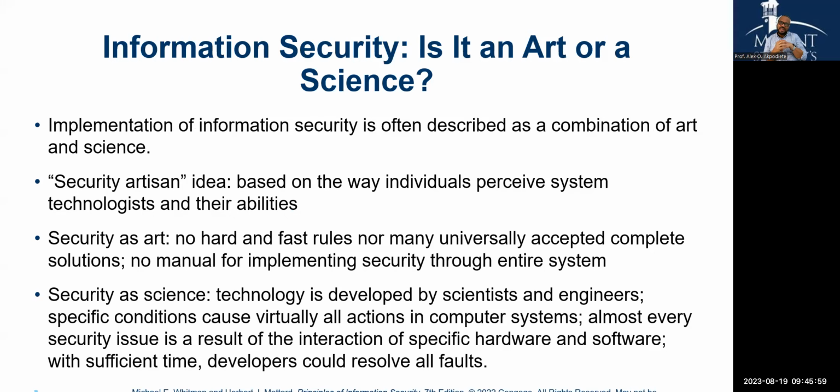All right, so it's information security. If I want to secure my assets, is it an art or is it a science? Always a debate, right? So people will tell you it's a combination of the two. It's not a cop-out answer, but it says security is an art. It's based on the way individuals perceive the system and their ability, that could be the art, right? Or secure as an art. There's no hard and fast rule, right? There are no universally accepted complete solutions, no manner for implementing security through the entire system. This one is kind of dangerous. It's almost like a laissez-faire, anything goes kind of person.